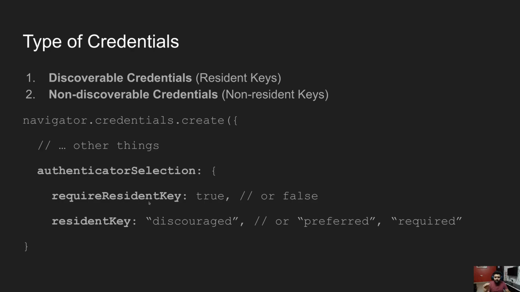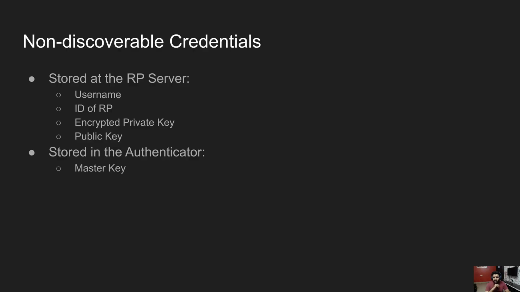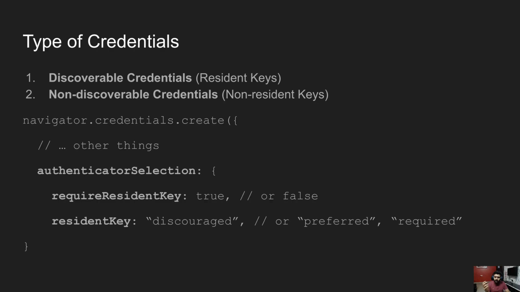But this require resident key is deprecated, and now you can use resident key. Its value can be discouraged, preferred, or required. Default is preferred, I guess. Discouraged means don't use resident key, use non-resident keys. Preferred means try to use the resident key. Required means it is compulsory to use resident keys. So, non-discoverable credentials.